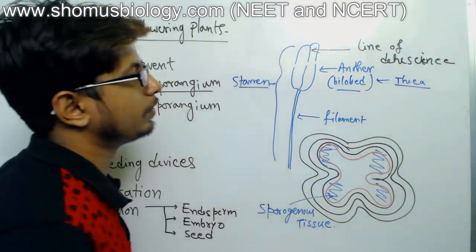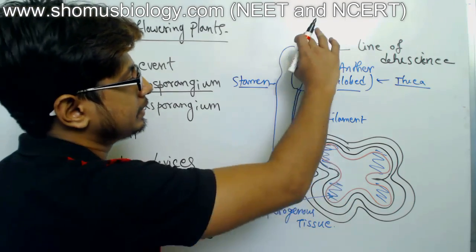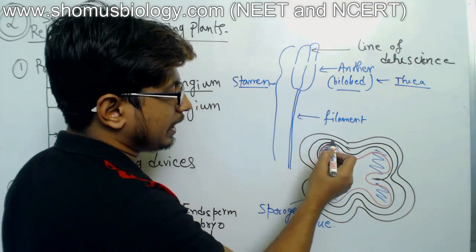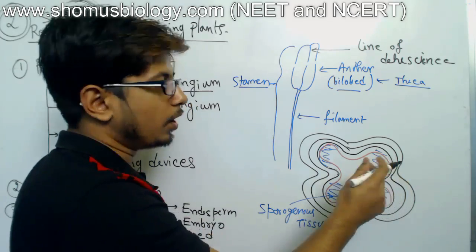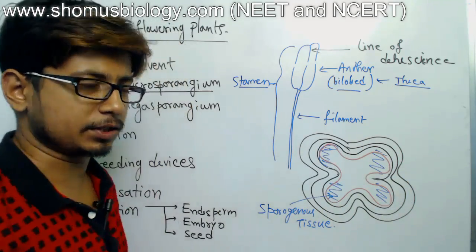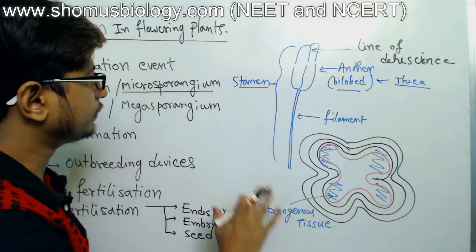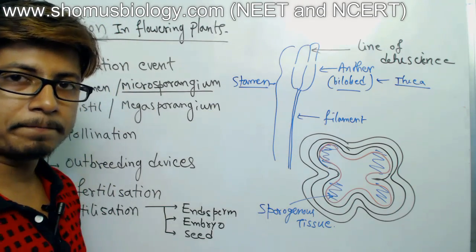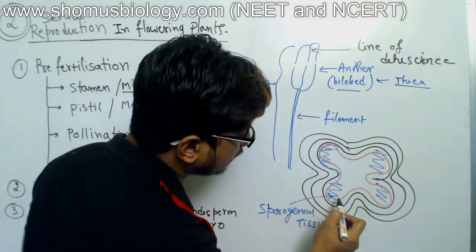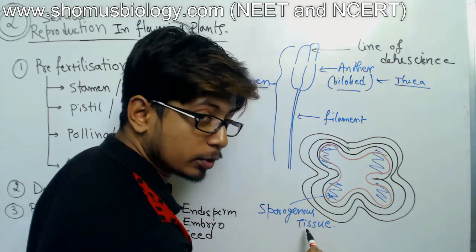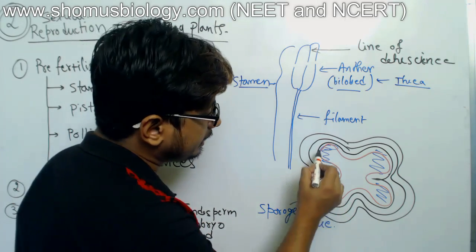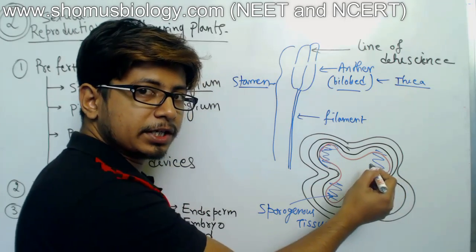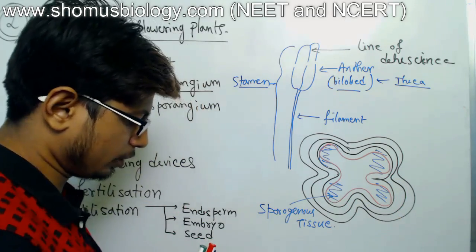Okay, this structure is formed by the outer 3 layers of the anther, or you can say the outer 3 layers of the microsporangium. And we know the innermost layer is in contact with the sporogenous tissue. So this innermost layer, pictured here in red, is known as the tapetum.